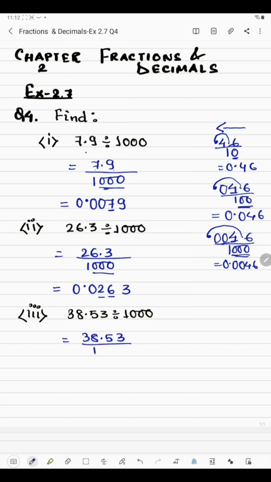Now in the third part we have 38.53 divided by 1000. So the point will be shifted to the left, and as there are 3 zeros, the point will be shifted 3 places. So 1, 2. So one more place we will have to make by putting 0. So we'll write here 5 and 3 will remain the same. So it will be 830. So the point was in between 8 and 5. So the point will be shifted 3 places. 1, 2, 3. The point will be here. So the answer of the third part will be 0.03853.